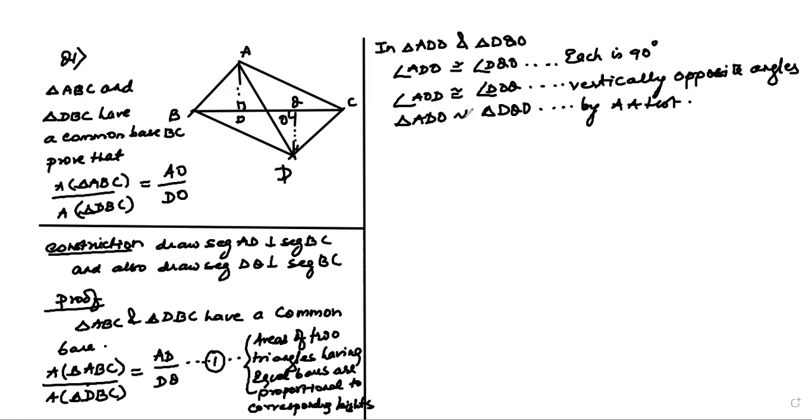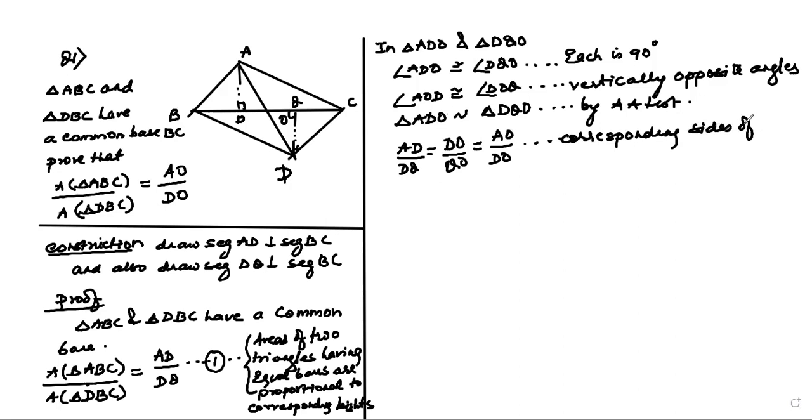Got it? Now, once the triangles are similar, children, the ratio of the corresponding sides are equal. So can I say, the first two letters are AD, so the first two letters DQ will come, equal. Second and third letter DO upon QO, equal AO upon DO, from the name of the triangles. Corresponding sides of similar triangles.